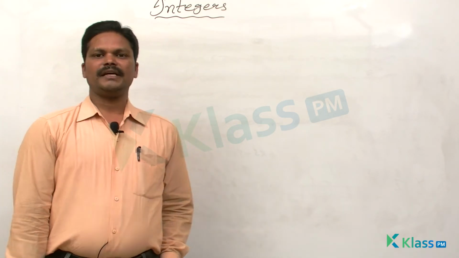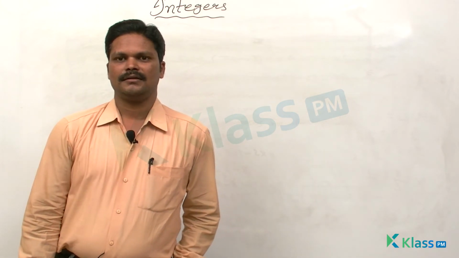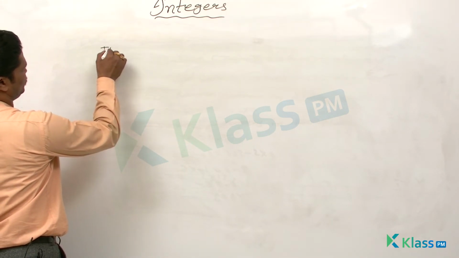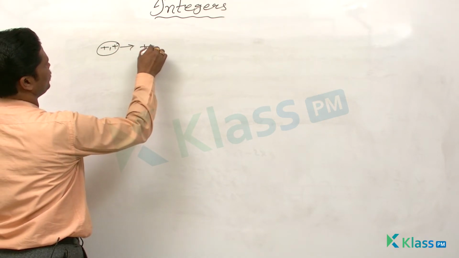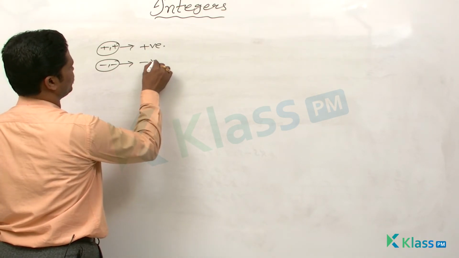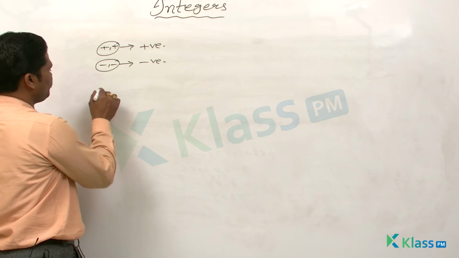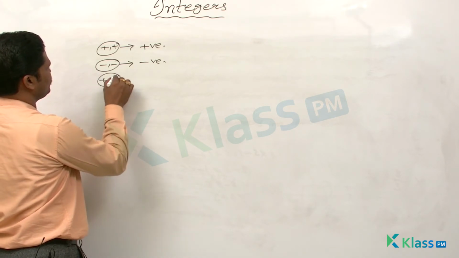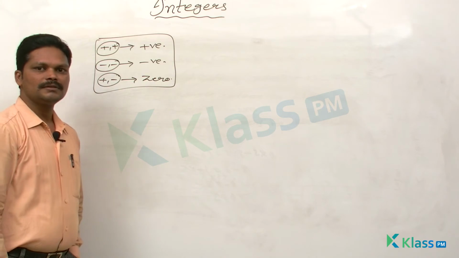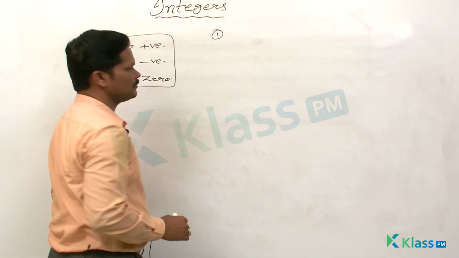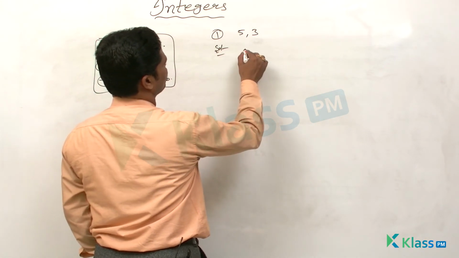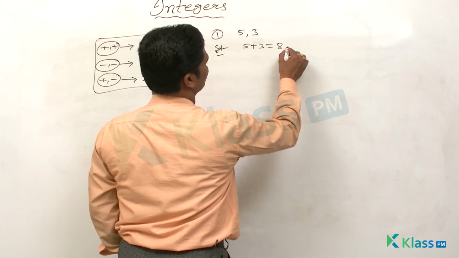In the integers, when we add two integers, we will get three kinds of answers. How? I will show. If we take two positives, then we have a positive value. If we take two negatives, we will get a negative answer. And if we take one positive and one negative, then we will get 0. These are the three conditions I am going to show. I am taking the values 5 and 3, both positive numbers. I am applying addition. 5 plus 3 is 8. It is positive. Clear.